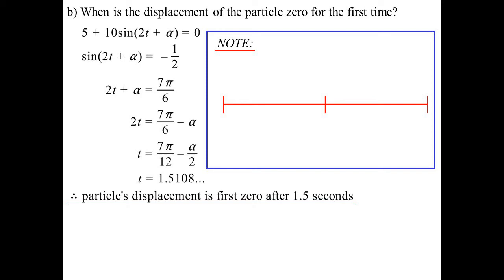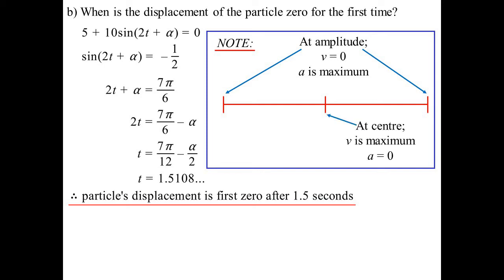Now keep in mind, there's the path of our particle. But always remember these key points. At the amplitude, velocity will be 0. That's where we stop. But acceleration will be at a maximum, because when displacement's a maximum, acceleration's got to be a maximum. So out there. In the centre, velocity will now be a maximum, but acceleration will be 0.